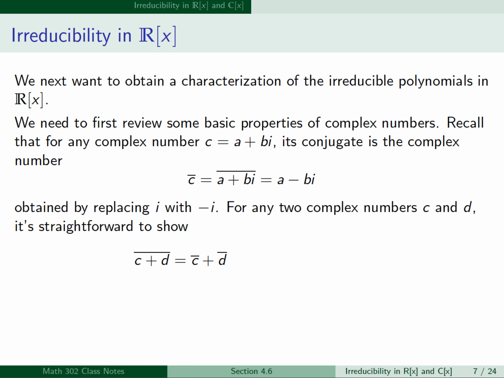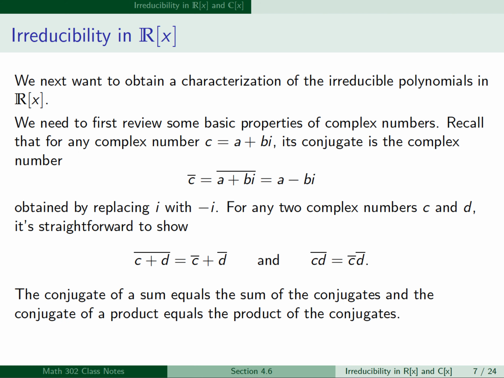For any two complex numbers c and d, it's straightforward to show that the conjugate of c + d is equal to c bar + d bar, and the conjugate of cd is equal to c bar times d bar. So this means that the conjugate of a sum equals the sum of the conjugates, and the conjugate of a product equals the product of the conjugates. Note also that c bar is equal to c if and only if c is a real number.